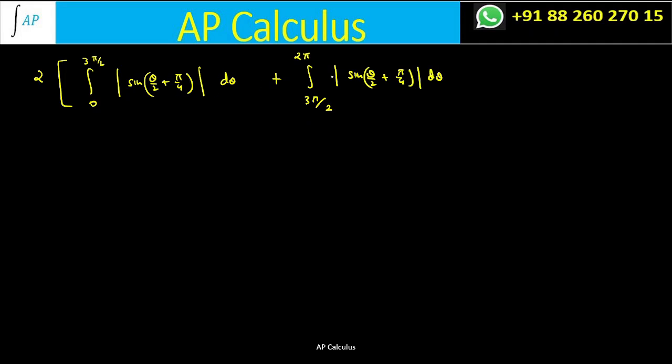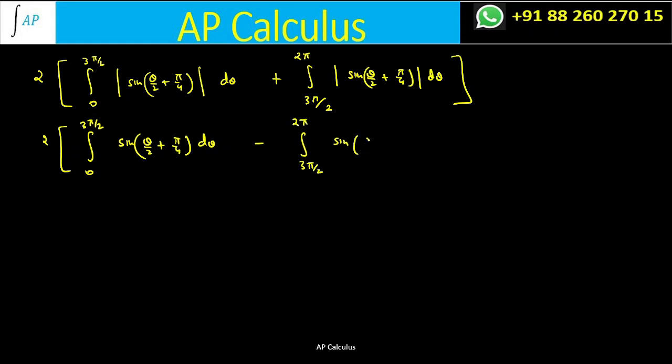Now the interesting part is, this is the integral we have to solve. This 2 is outside. Since from 0 to 3 pi by 2 this expression is positive, it will be simply sine of theta by 2 plus pi by 4, and the absolute value will be removed. Here it is going to be negative, so it will open with a negative sign: minus the integral from 3 pi by 2 to 2 pi of sine of theta by 2 plus pi by 4. Now let's integrate this. This was the most important step.